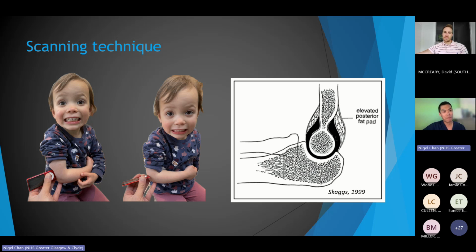And again, if you want a bit more detail, Dave did a talk, I think it was one of the first talks, about upper limb injuries. You can go back and have a look at that.